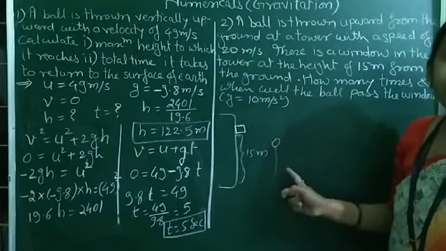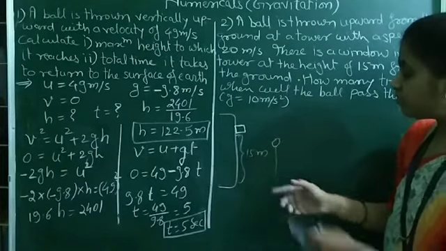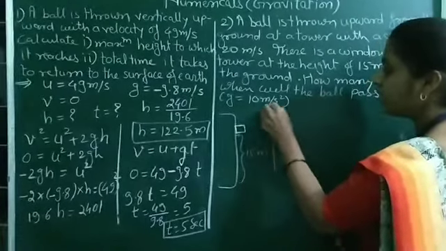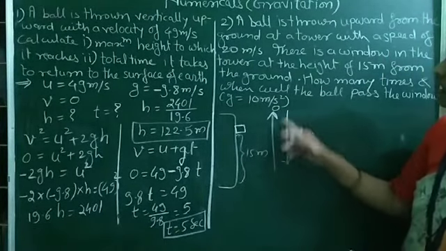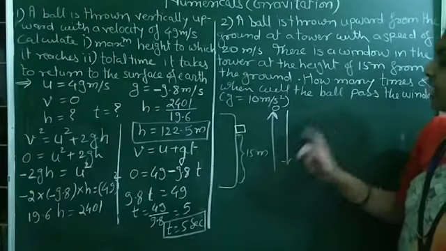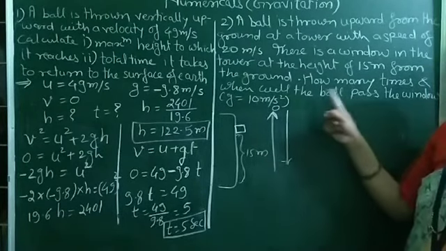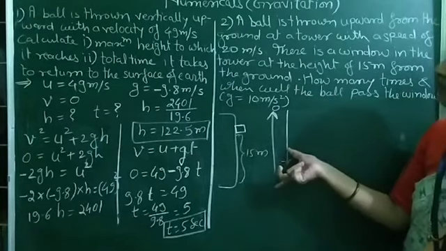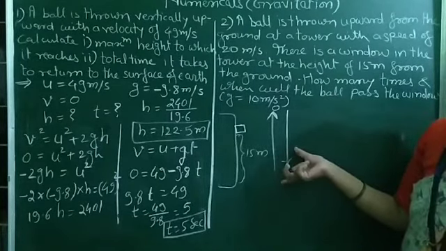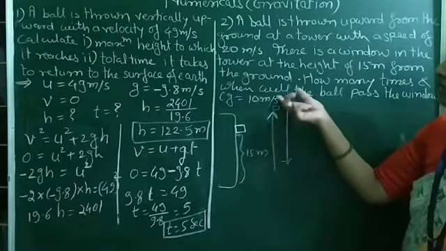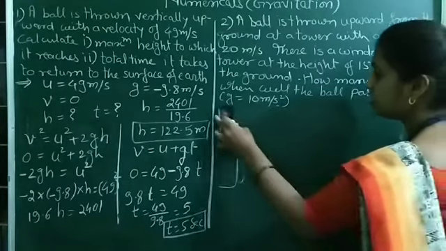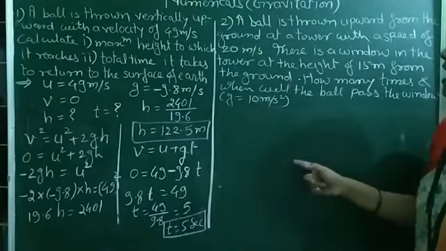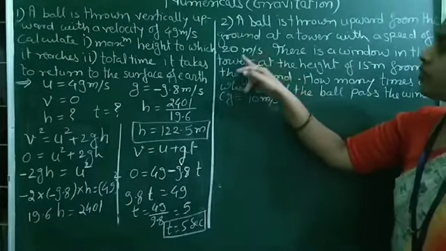If the height is more than 15 meters, then the ball passes the window two times. First it moves upward and after that it moves downward. And then we have to find when the ball will pass the window, so we have to find the time: when the ball passes the window the first time and the second time. First we have to find how much height is attained by the ball with this speed of 20 meters per second.